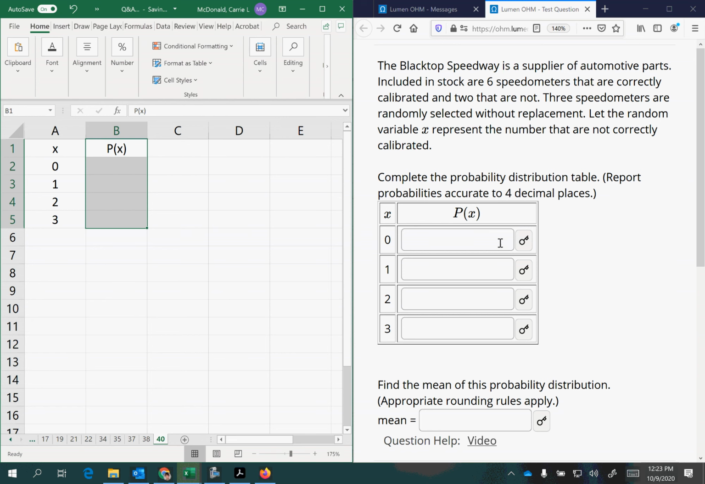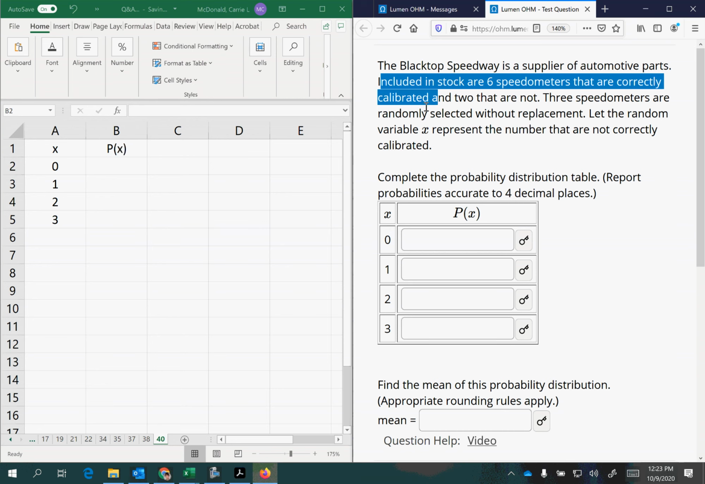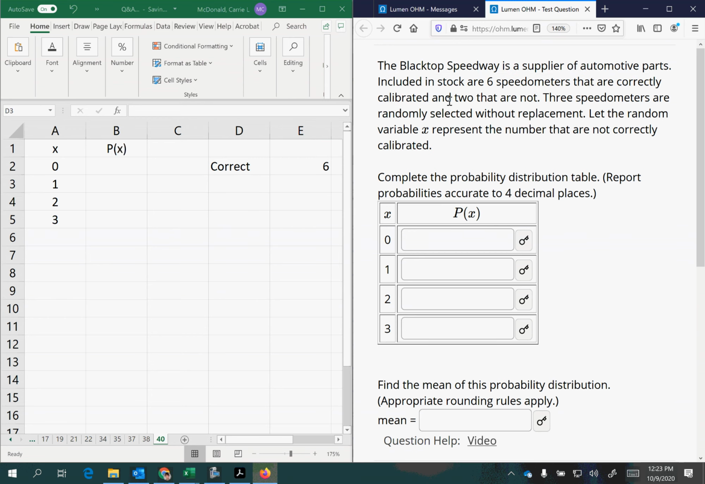All right, so now to do this, we need to consider the problem again. It says that included in stock are 6 speedometers that are correctly calibrated, and 2 that are not. We can use C for correct and W for wrong. So we have 2 of those. That means we have a total N of 8.